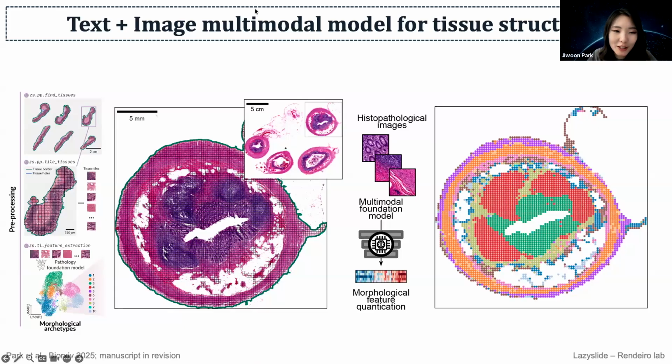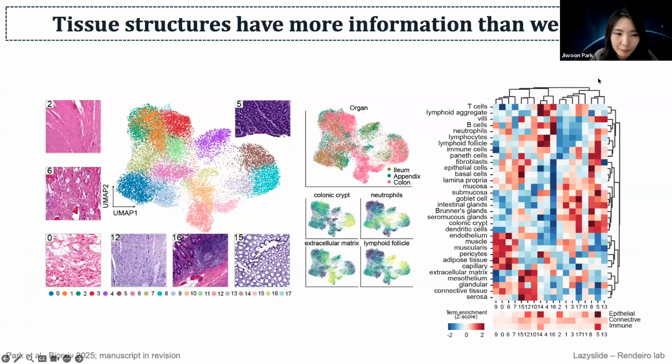We first took a look at the H&Es and patched it up and ran it through the multimodal foundation models, and even without the molecular information, we can already get broad domains or tissue regions that can be captured just from these imaging layers of information.